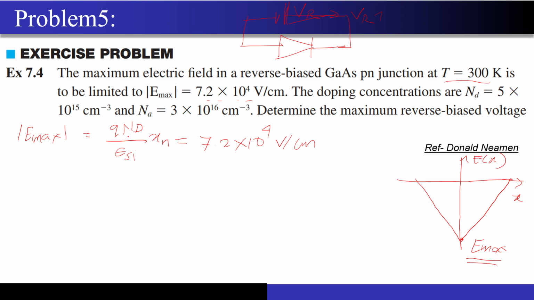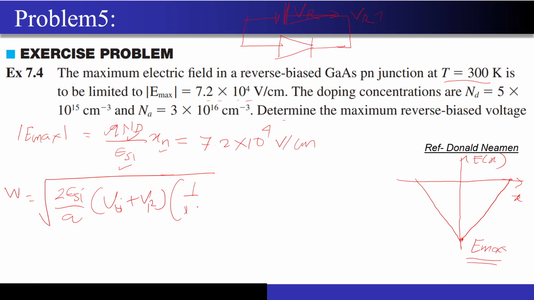So now I know the value of Nd, I know the value of Q, I know the value of epsilon Si. So I can easily find out the value of Xn. But what has been asked? It has been asked what is the maximum reverse bias voltage that I can apply, right? And you know where this reverse bias voltage term applies, you know the formula for W, right? 2 epsilon Si by Q, VBI plus VR, correct? Into 1 upon Na plus 1 upon Nd.